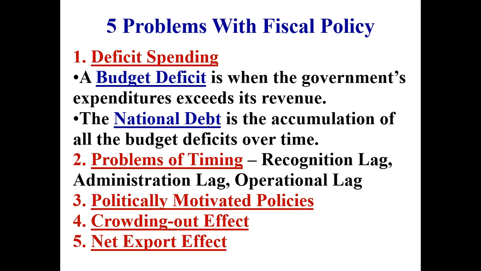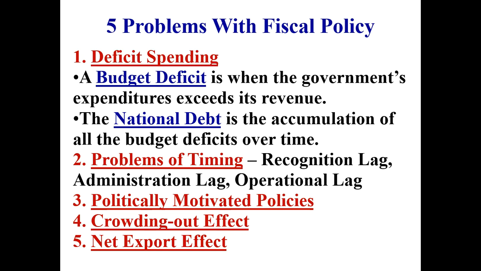If the government is borrowing all this money in order to deficit spend to get out of a recession, well, that's going to raise interest rates, and that's going to crowd out private investments. So if the government is deficit spending and borrowing a lot of money, interest rates are going to go up, and that's going to make it harder for businesses to borrow money or for regular people to borrow money either.